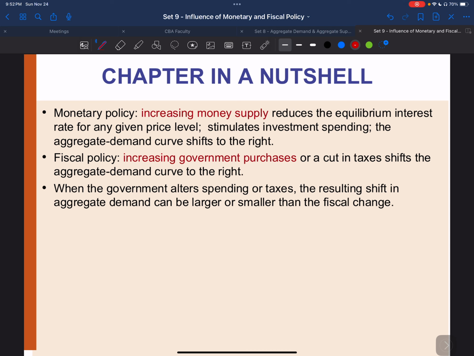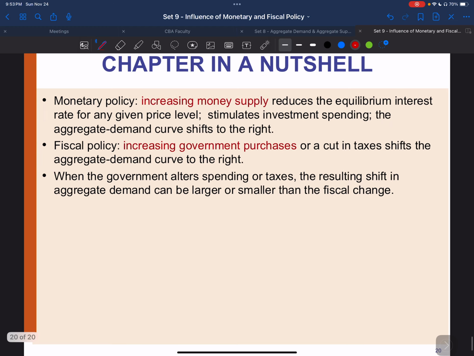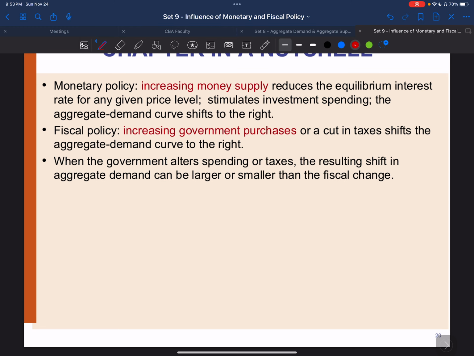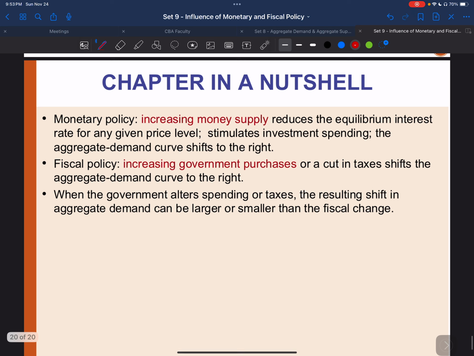Monetary policy is using any tools that increase the money supply, which will reduce the interest rate for any given price level, and it will stimulate investment and spending, and the aggregate demand curve will shift to the right. Fiscal policy is the changes in the government purchases. An increase in the government purchases or a cut in the taxes will shift the aggregate demand curve to the right. When the government alters these spendings and taxes, the resulting shift in the aggregate demand can be larger or smaller than the fiscal change.